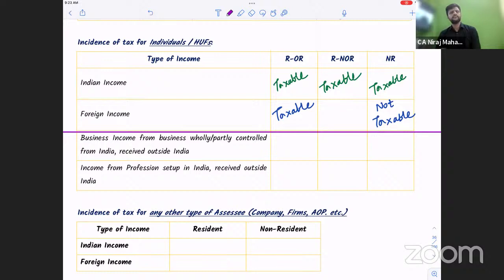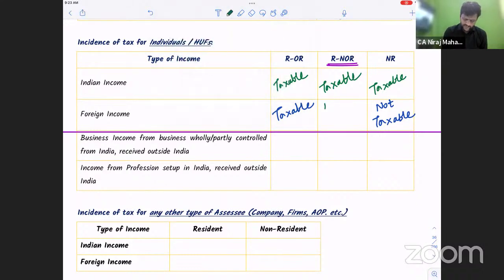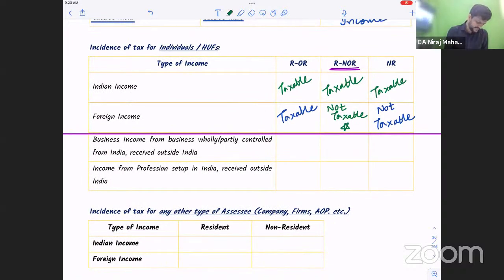So foreign income is what? Earned outside, received outside. For RNOR, only that one category of income will be taxed. Apart from that, it is not taxable. Okay, so understand. I'm running basic thing. Pay attention now. Normally, bachcho, any other foreign income is not taxable for RNOR. Very good. I'm doing a star mark. Except this.